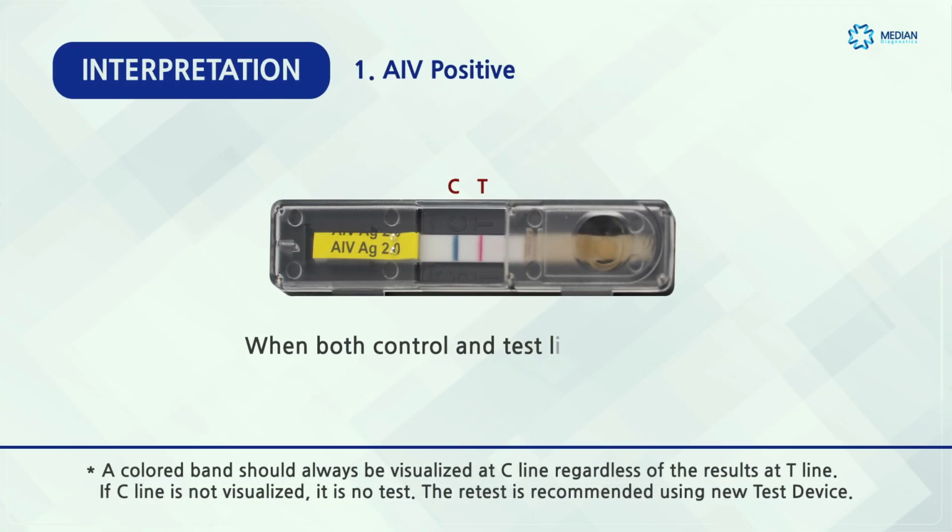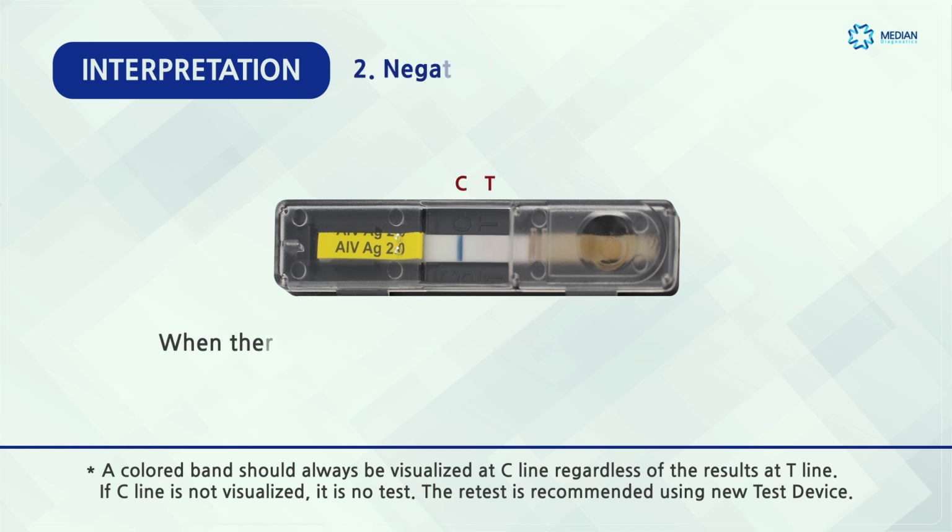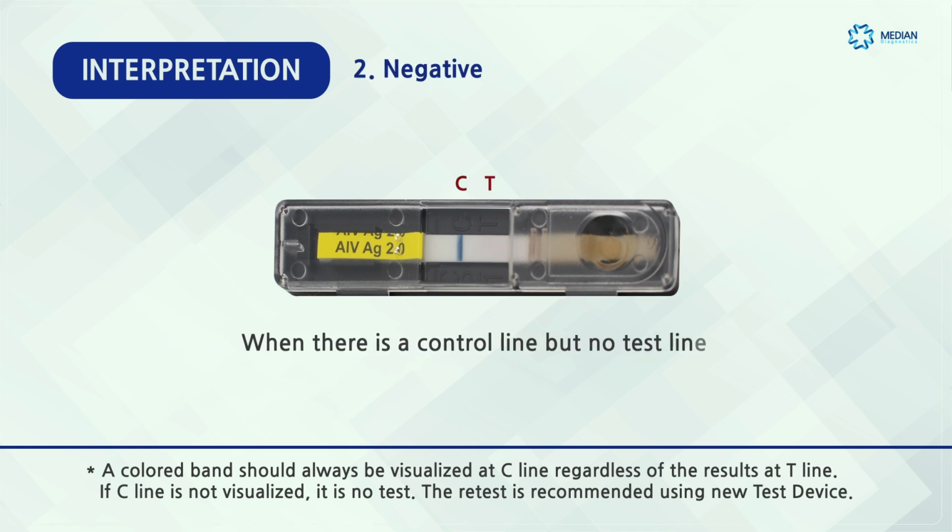Now, let's see how to interpret the results. If both the control line and the test line appear, it indicates an AIV positive result. A negative result is shown when only the control line appears and no test line is visible.